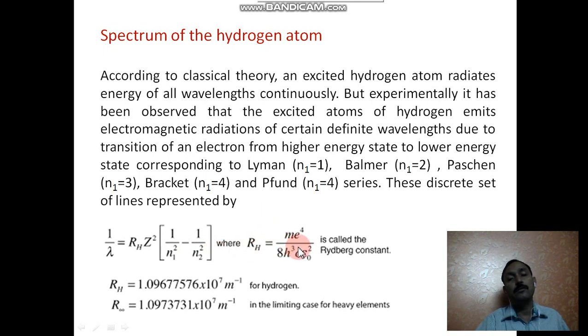R_H is a Rydberg constant whose value is constant because of this value: m e to the power 4 by 8 h cube c epsilon naught square. For heavy elements, R becomes 1.097371 times 10 to the power 7 meter inverse. This value is slightly different from hydrogen atom.